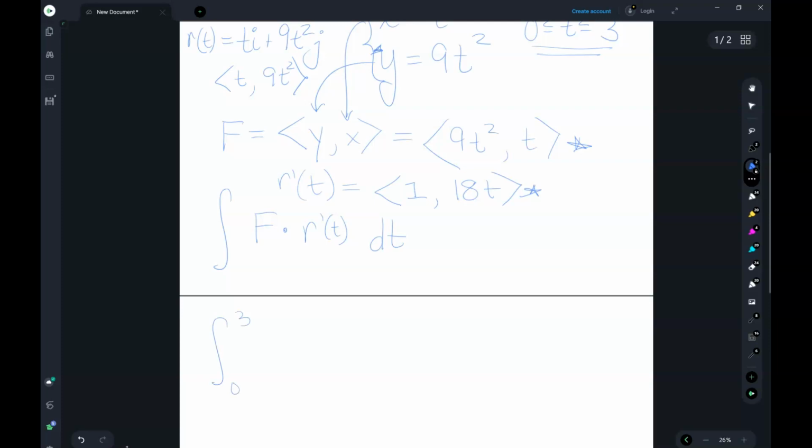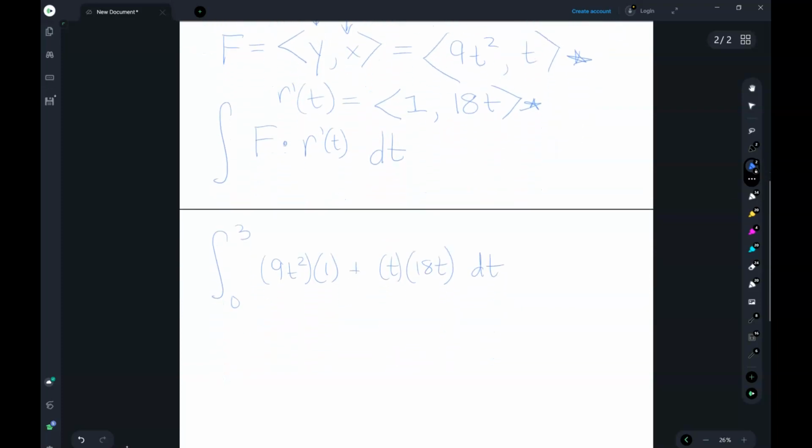So for the dot product, you're going to multiply corresponding components. So I'm going to have 9t squared times 1 plus t times 18t, which is 9t squared plus 18t squared, so we've got 27t squared.